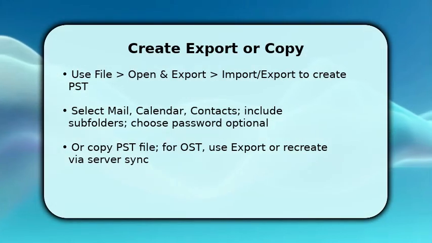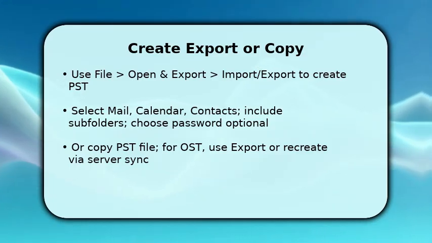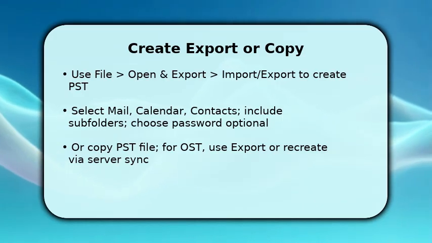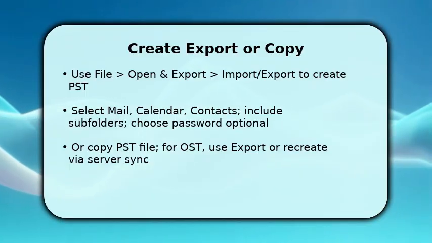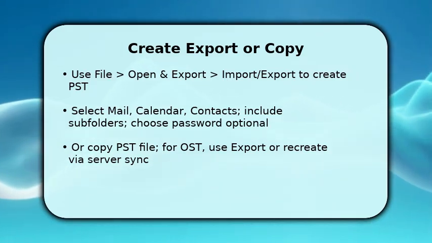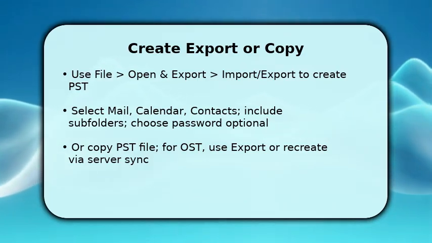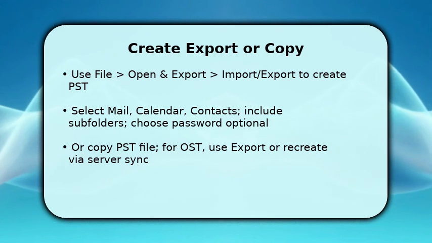Now perform the export or copy. Open Import/Export and choose Export to a file, then select Outlook Data File, PST. Include Mail, Calendar, and Contacts and check subfolders so nothing is missed. Choose a password only if required. Alternatively, if you located a PST, copy it to your backup drive. For OST files, export to PST or rely on server synchronization. Direct OST copies aren't reliable for restores. Keep the exported file named with date for easy versioning.